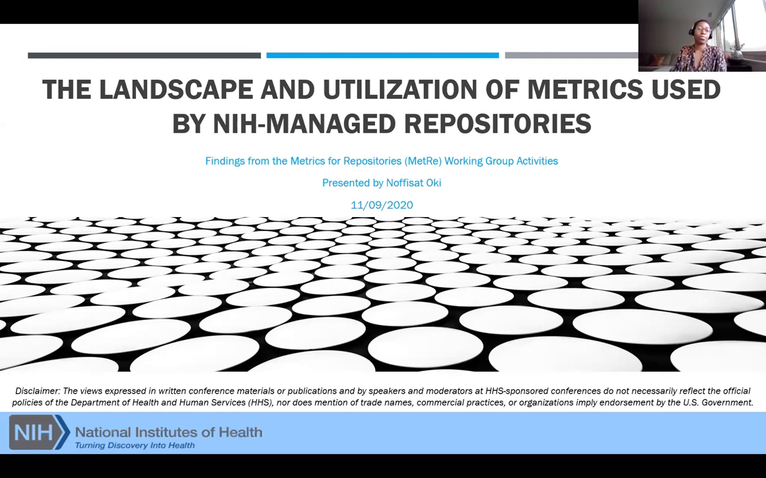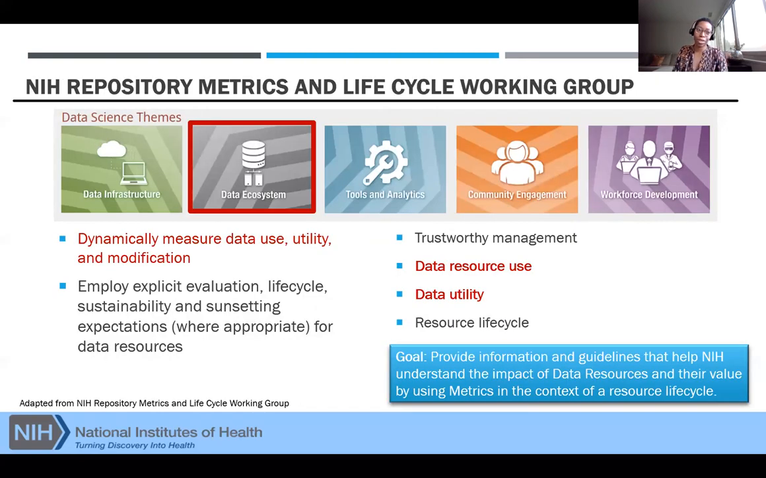So the Metrics for Repositories Working Group is a subgroup of the NIH Repository Metrics and Lifecycle Working Group. One of the overarching goals of the NIH Strategic Plan for Data Science is the modernization of the NIH data ecosystem. And as part of the process of providing a pathway for implementation, this Repository Metrics and Lifecycle Working Group was formed. So it looked to examine the resource lifecycle and metrics of data usage through the data lifecycle continuum.